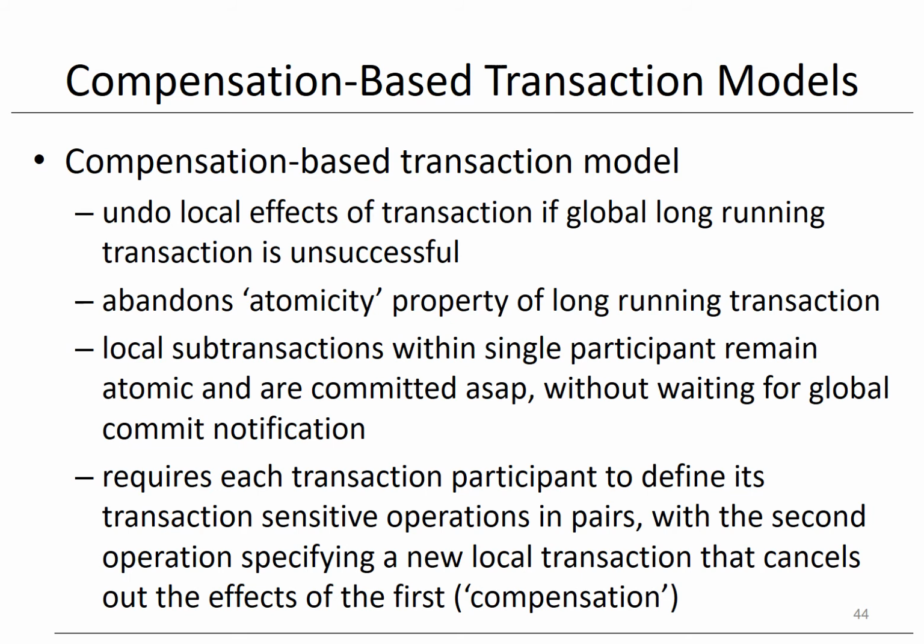A compensation-based transaction mechanism will require each transaction participant to define its transaction-sensitive operations in pairs, with the second operation specifying a new local transaction that cancels out the effects of the first one. In other words, it literally compensates for the first transaction.